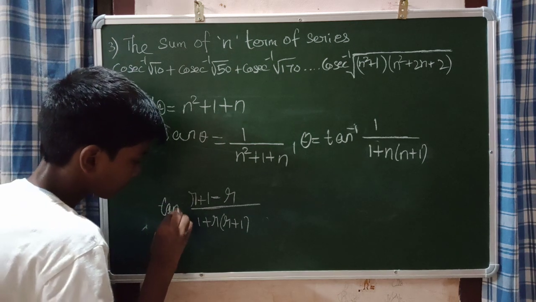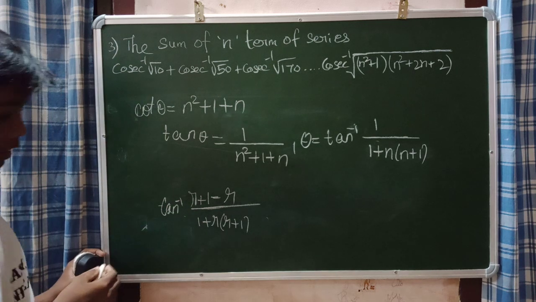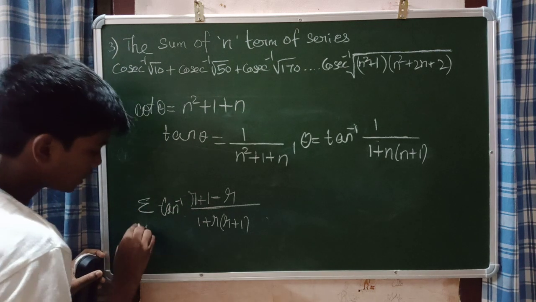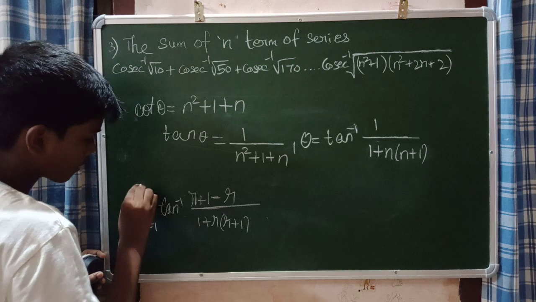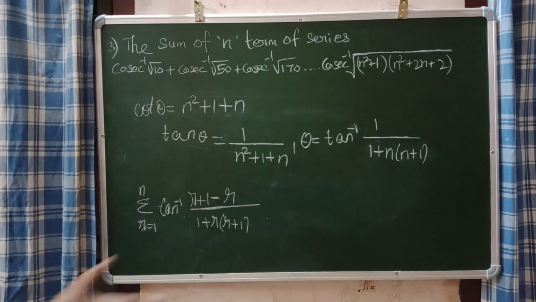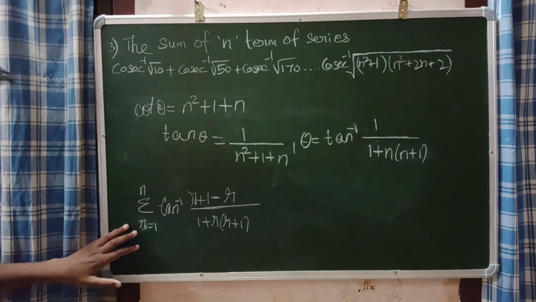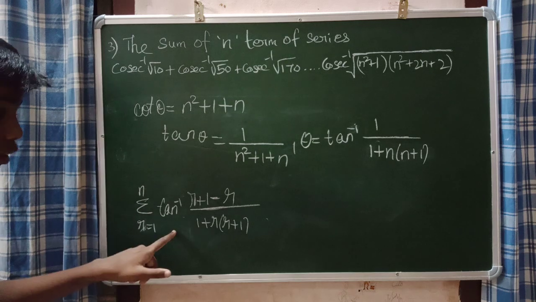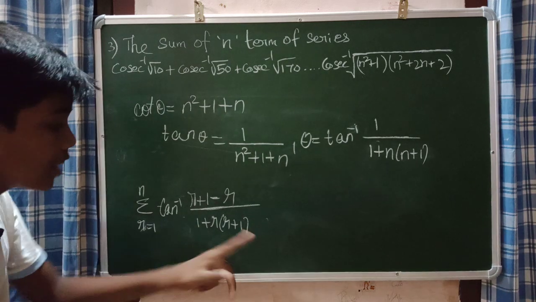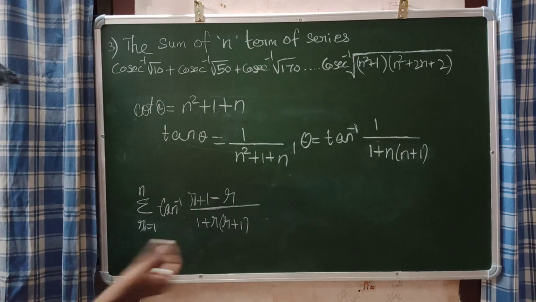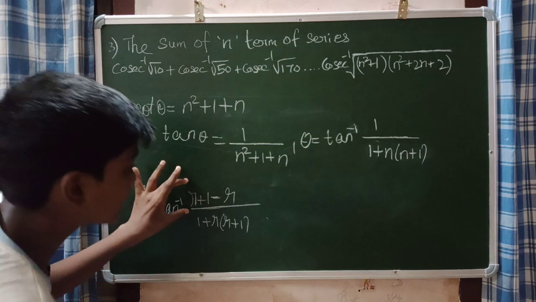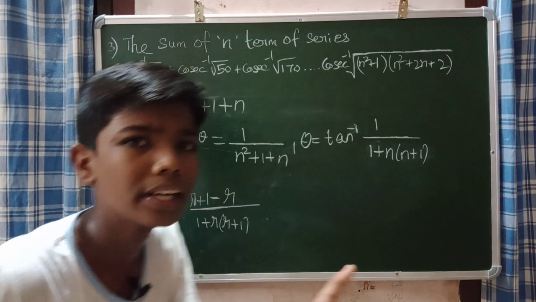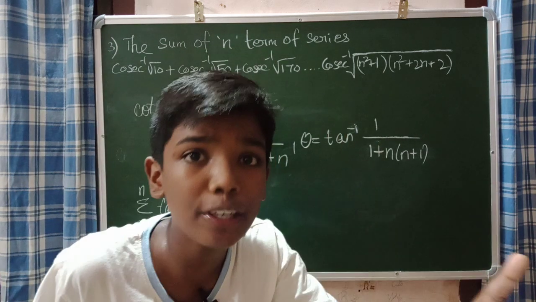Summation of r is equal to 1 to the n number of elements. We forgot to put the tan inverse. I'm writing now. So summation of r is equal to 1 to the n number of elements of tan inverse of r plus 1 minus r divided by 1 plus r into r plus 1. Because at the numerator, I'm adding r and subtracting r. Anyway, it becomes 0 only. 0 plus 1 will be 1 only, the numerator.